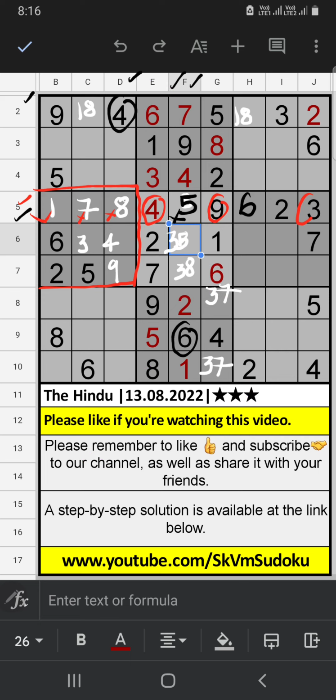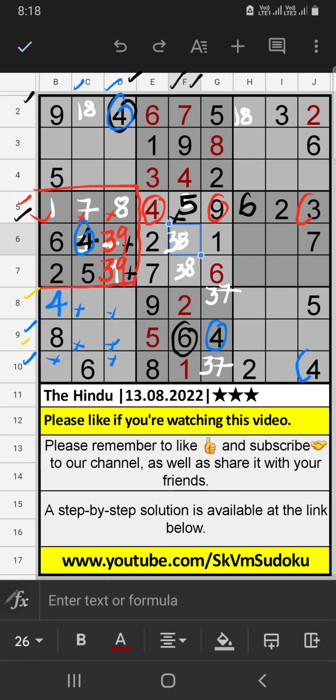Column D, we have 4. So 4 can't come in these cells. Then 4 is confirmed here. Then fourth grade, 2 numbers are remaining, 3 and 9. It will come in one of the two cells. We will confirm later. Ninth row and 10th row, column C, column D, we have 4. So 4 can't come in these cells. Then 4 is confirmed here.